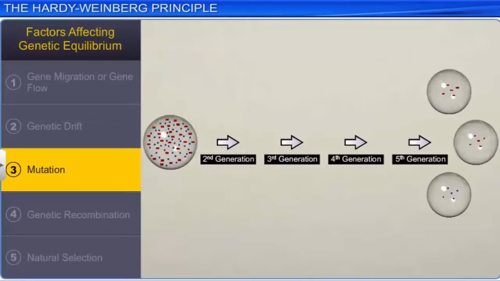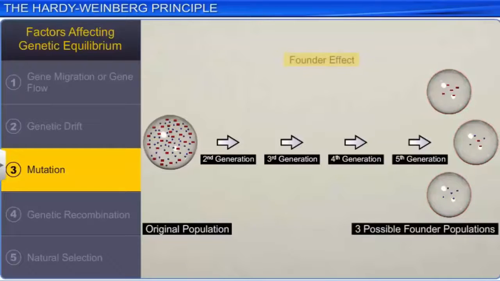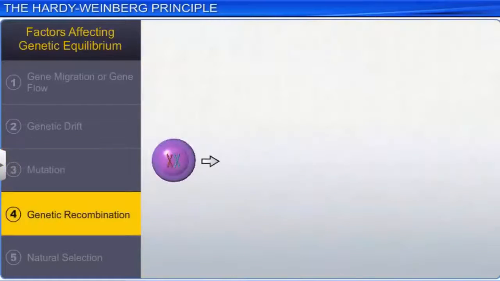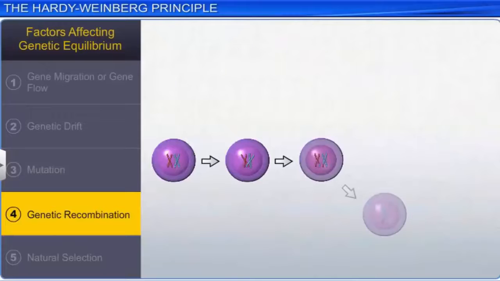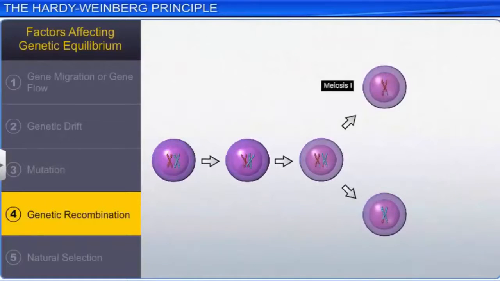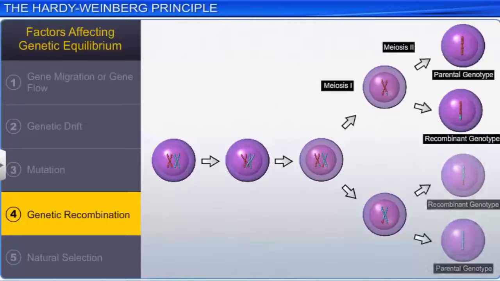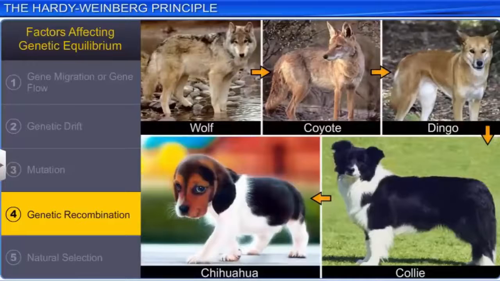On some occasions, the change in allele frequency due to mutation is so different in the new sample of the population that they become a different species. In this case, the original drifted population becomes the founder, and the effect is known as the founder effect. Genetic recombination leads to variations in offspring. And if this variation is naturally better selected than the parental genes, it leads to speciation over a period of time.